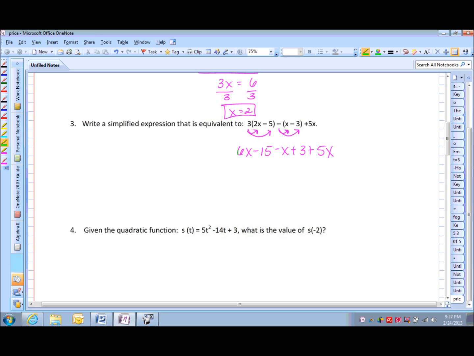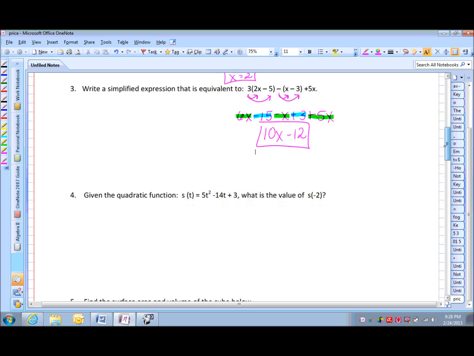Now we're going to combine like terms, so all of my x's I'm going to combine. So I combine my 6x, my negative x, and then my positive 5x. And then I will combine all of my constants, the negative 15 and the positive 3. And when I do that, I end up with 10x, because 6x minus x plus 5x is 10x. And then negative 15 plus 3 is negative 12. And that is my final answer for number 3. It's the simplified version. It's 10x minus 12.